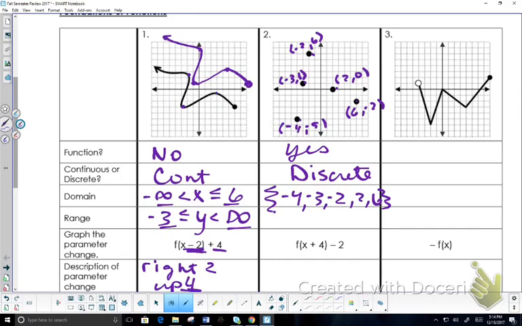To do the range, I'm going to go from the bottom to top, so I go -5, -2. Then I go on to 0, 1, 6. And this is just listing those y values from smaller to larger.